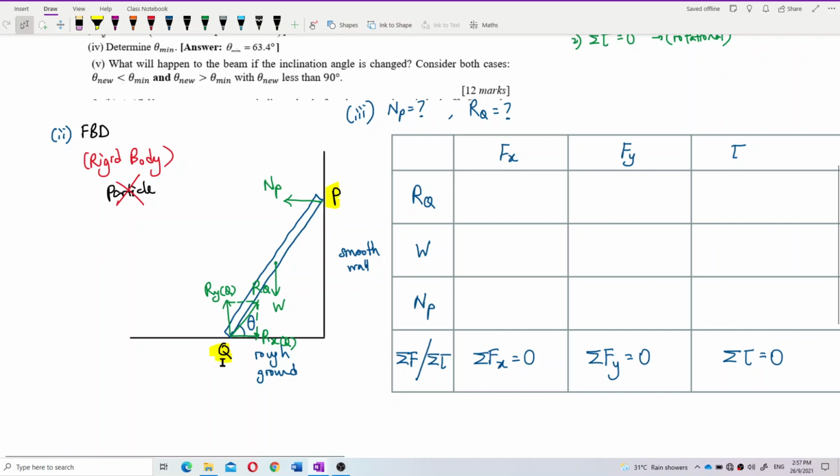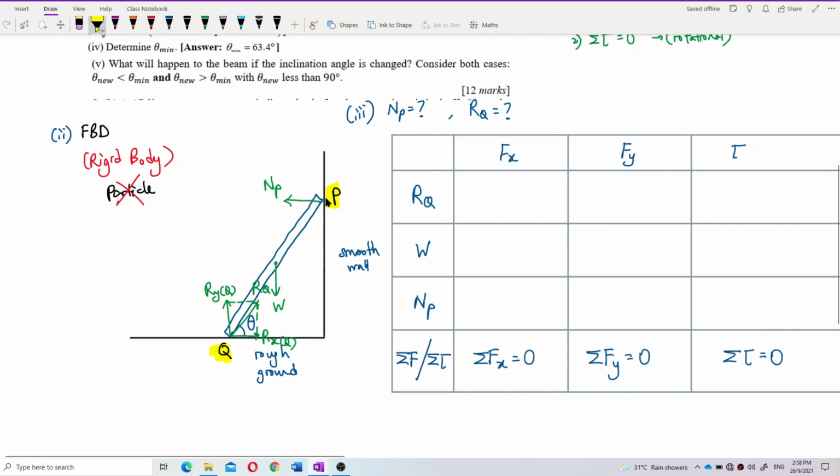But the force on Q is from the ground, a rough ground. So it has the friction and also the normal force. Combining this friction and normal force, we have reaction force Q. We need to find the reaction force Q for point Q. Reaction force Q is the resultant force of normal force and friction. But P is only the normal force because there is no friction.